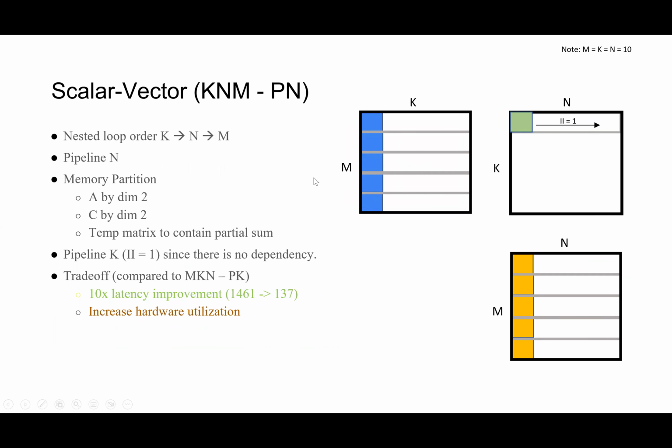Taking this a step further, we reordered the loop order and pipelined the N loop, essentially applying the scalar vector optimization, but for all the M loops of matrix A. The memory partitions required for this is split A by dimension 2 and split C by dimension 2, as well as partitioning the temporary matrix used for computing the partial sum. This gives us an II of 1, and we see another 10 times improvement in latency at the expense of some increased hardware utilization.